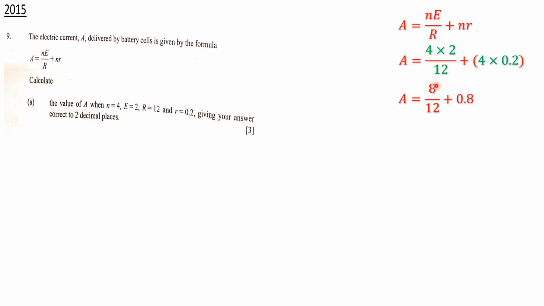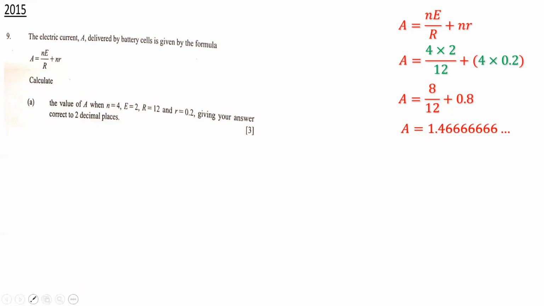And so here we have 8 over 12 plus 0.8. When we use our calculator to add them, we get A is equal to 1.46666666, and continuing on. But they say write our answer correct to 2 decimal places. Correct to 2 decimal places.